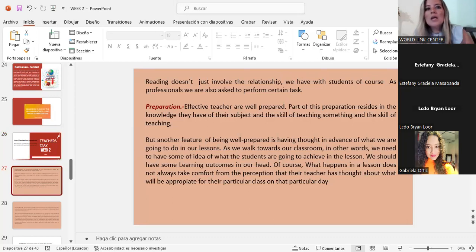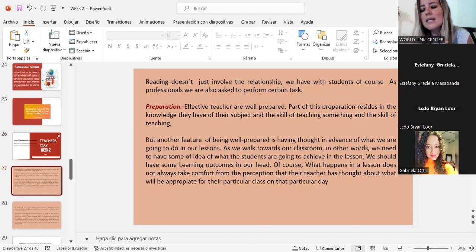Yes, Miss. Okay. Teaching doesn't just involve the relationship we have with a student. Of course, as professionals, we are also asked to perform certain tasks. Preparation. Effective teachers are well prepared. Part of this preparation resides in the knowledge that they have of their subject and the skill of teaching. What is important to prepare for teaching classes so that you can lead effective classes, productive, engaging lessons for your students, and maximize the effectiveness of your time, to apply resources, to think about the resources that you're going to use for the class.